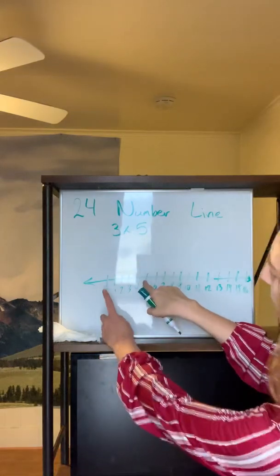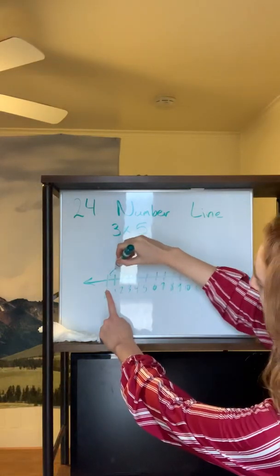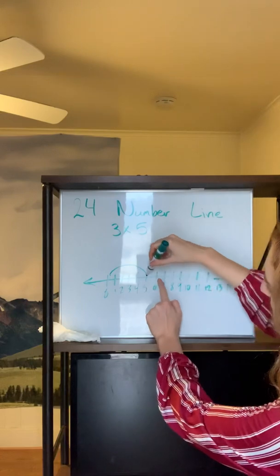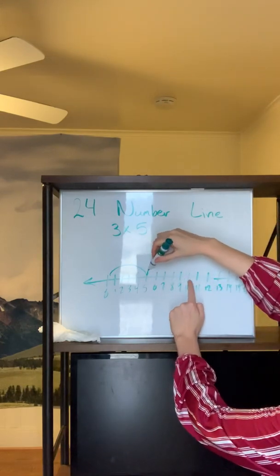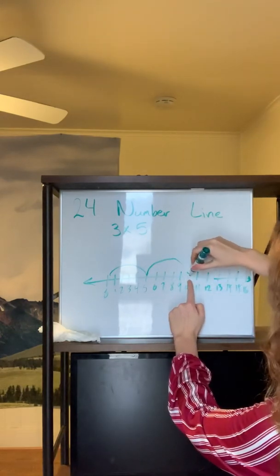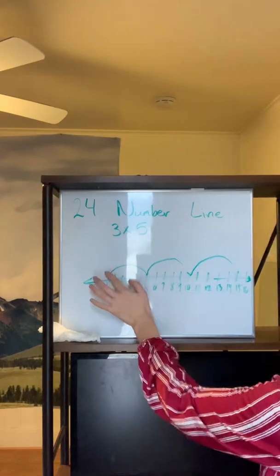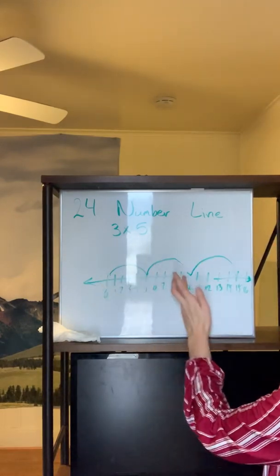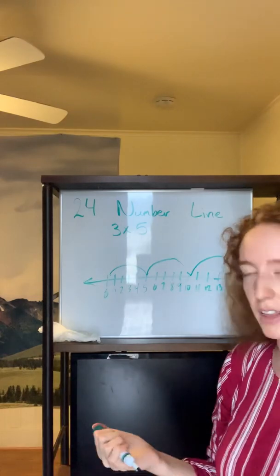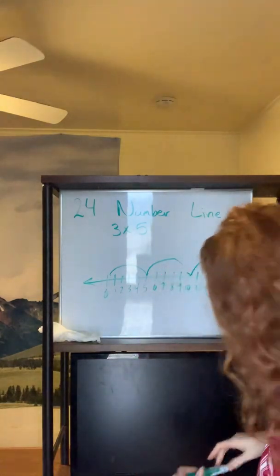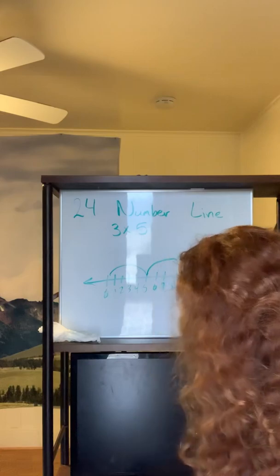So I have a group of 5, and then I have another group of 5, so 1, 2, 3, 4, 5, that lands me at 10. And then I have one more group of 5, 1, 2, 3, 4, 5, and that's going to land me at 15. Now I can see 1, 2, 3 groups of 5 each, and then they can sort of see that. And I can also go the other way, so I'll do that in a different color.